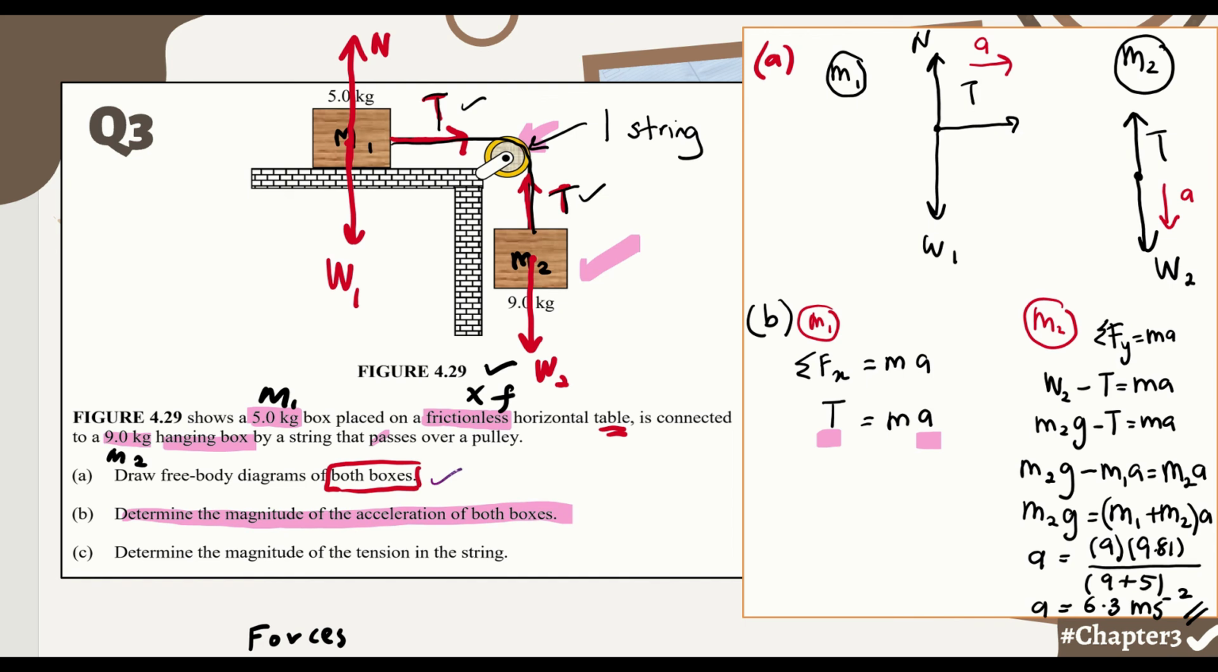So that's for acceleration. Then to solve C, the question asks us to find the tension. We just use this equation back. So T is equal to M1a. We have T is equal to M1, which is 5, times acceleration, which is 6.3. Finally, you have your tension as 31.53 Newtons.